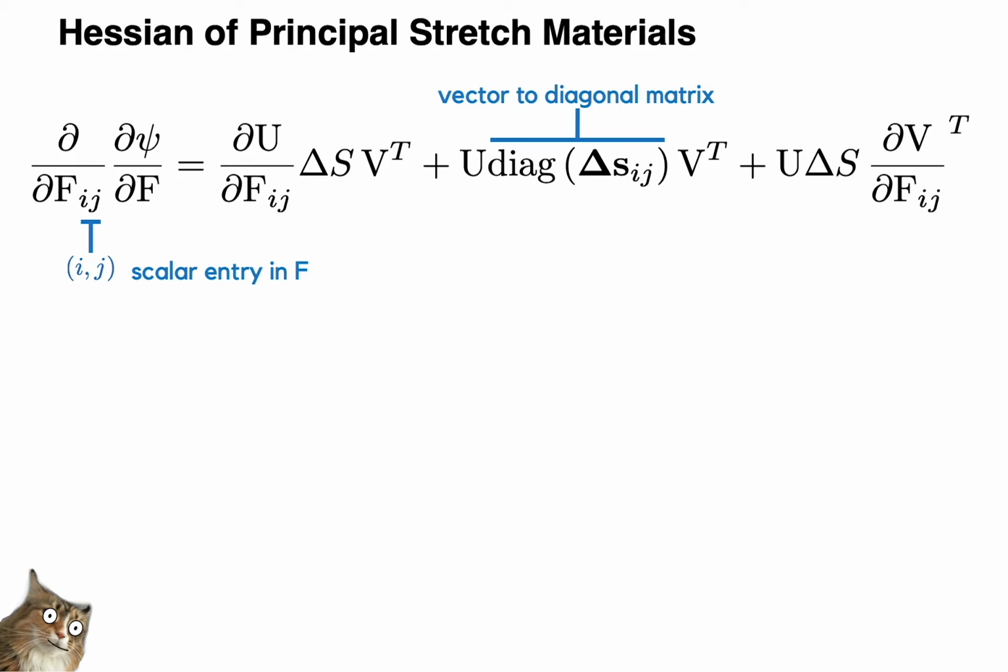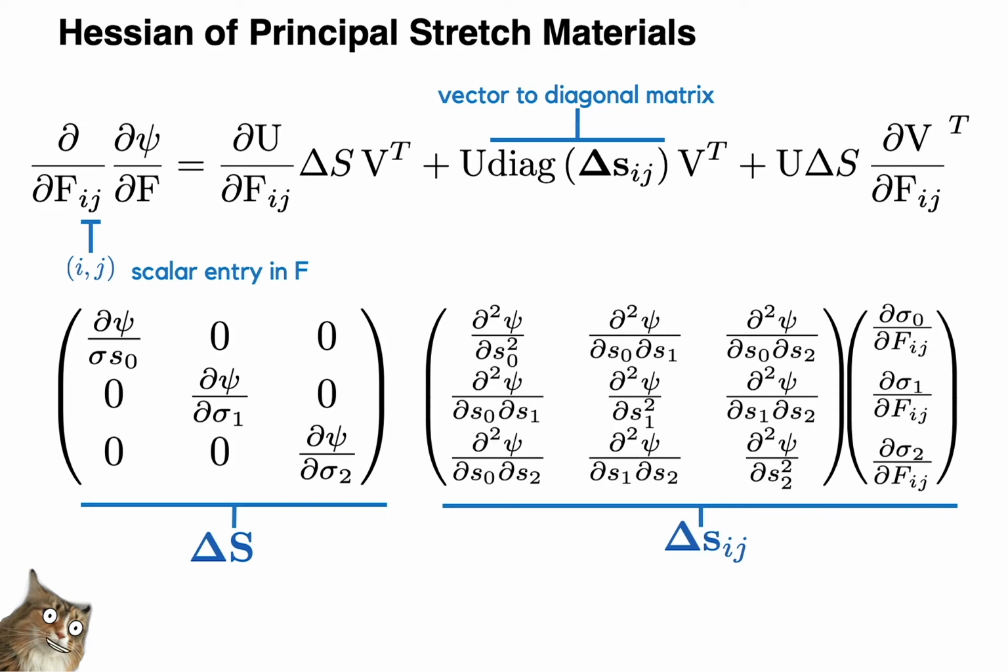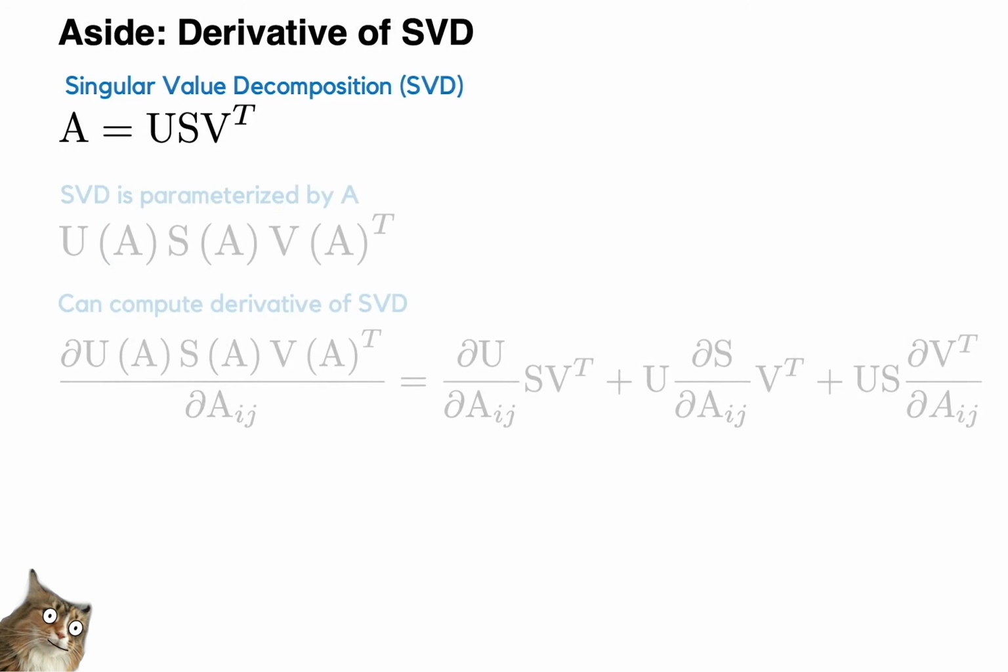The matrix delta capital S is just a diagonal matrix of first derivatives, and the vector delta Sij is computed using the following formula. Now this is all just a straightforward consequence of plowing through various differentiations. There are a few terms left undefined here, and to understand where they come from, we need to take a bit of a detour and talk about the derivative of the singular value decomposition.